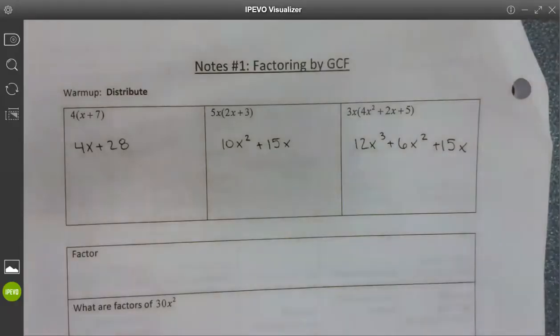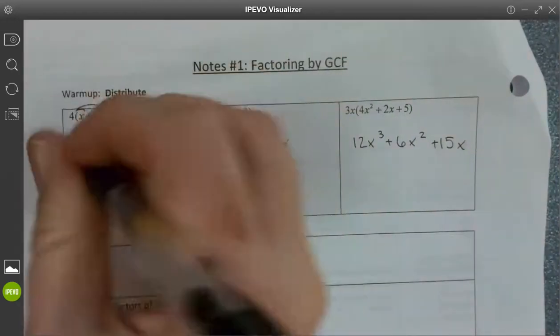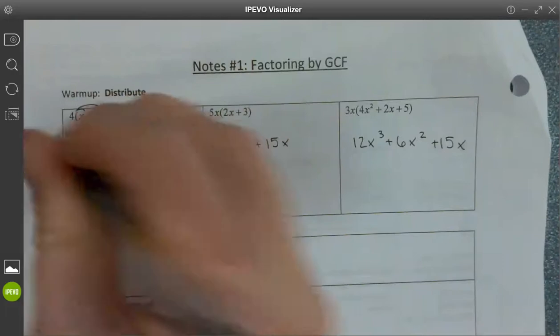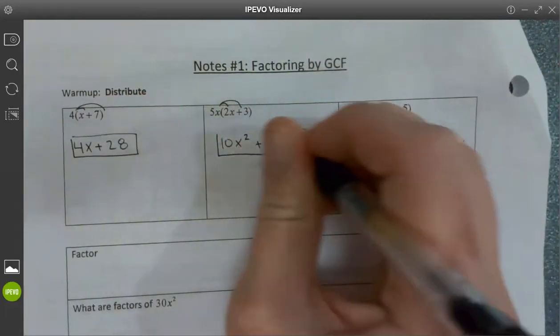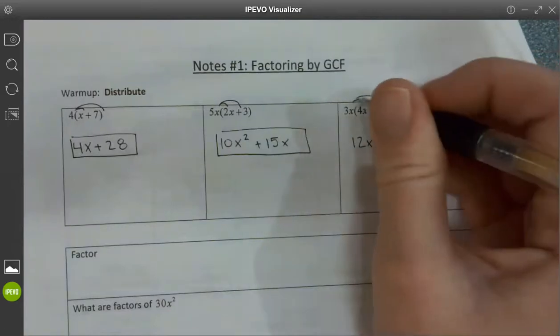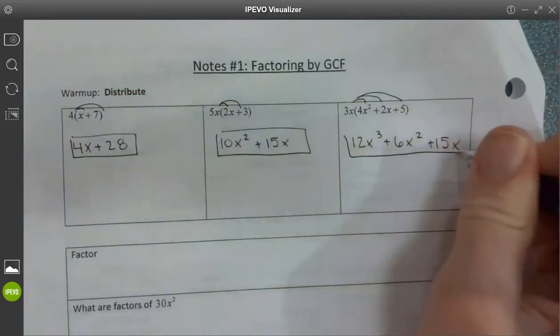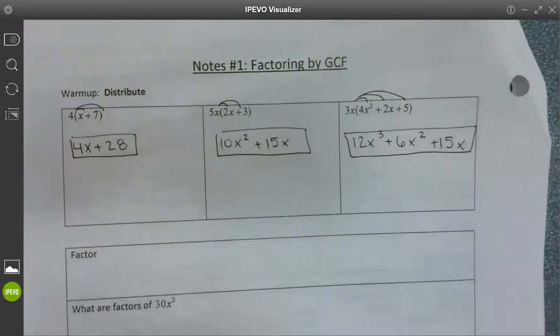Okay, so you can see I distributed 4 here, giving me 4x plus 28, multiplying each term by 4, multiplying each term by 5x, and then last distributing this 3x through. Okay, that's where we've been in unit 5. That's what we've done before.